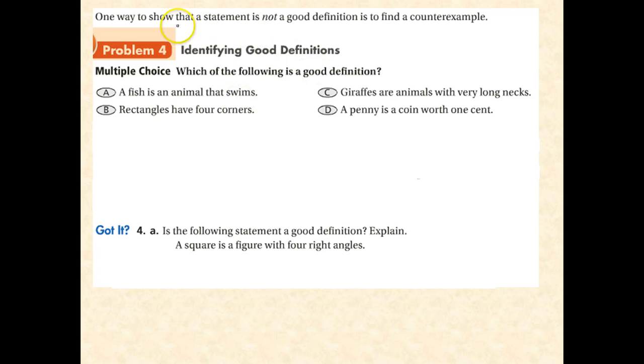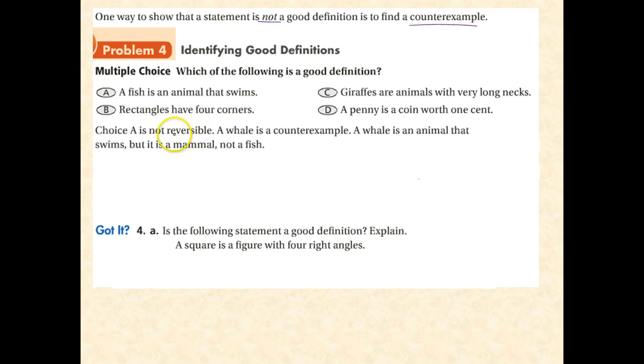So one way to show that a statement is not a good definition is to find a counterexample. So, which of the following is a good definition? A fish is an animal that swims. Well, let's see. Humans are animals and they swim. Dolphins are mammals. They're not fish. They swim. There's a lot of animals that aren't fish that swim. So choice A is not reversible. You can't say if an animal swims, then it's a fish. A whale is an animal that swims, but it's a mammal, not a fish.